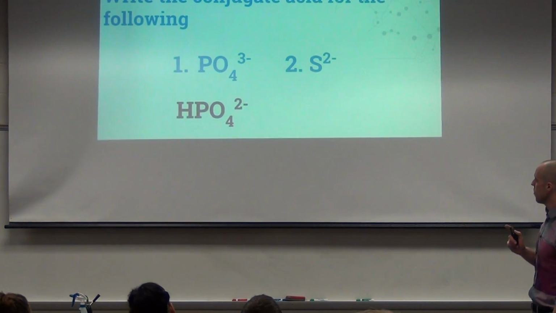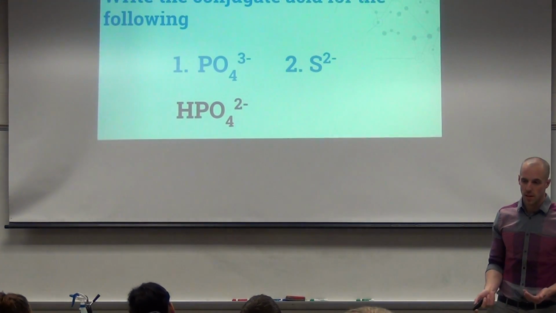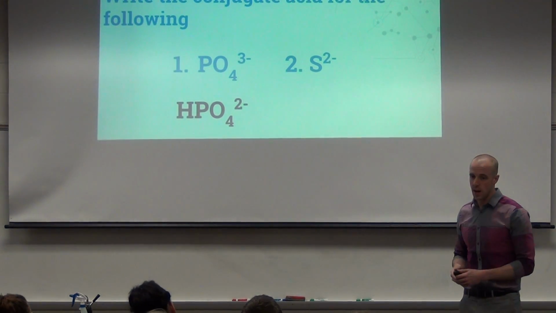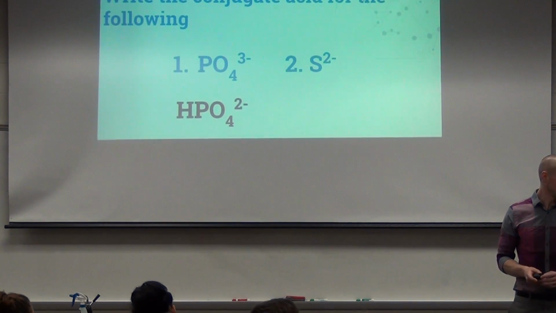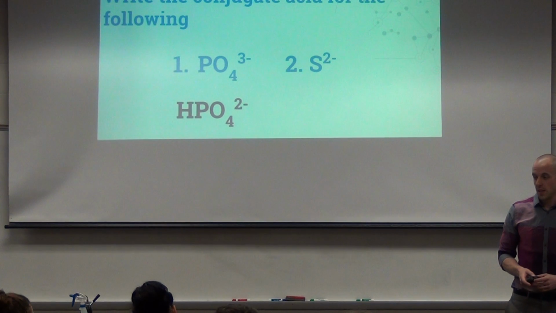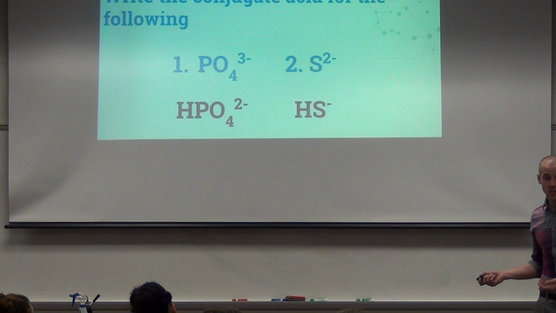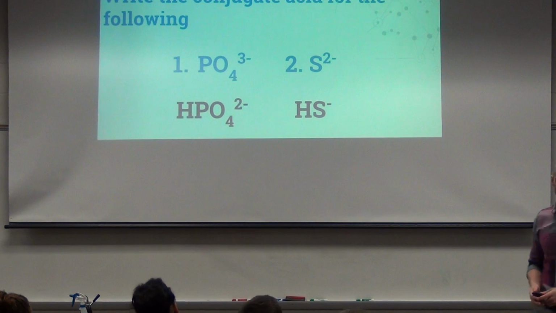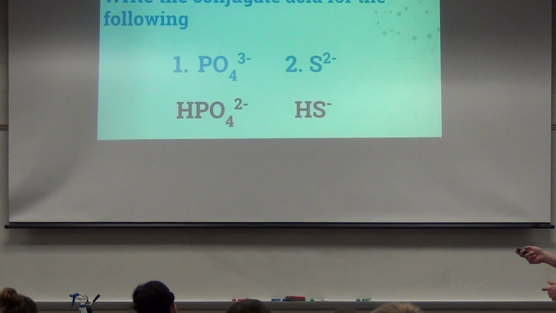Okay, so what about S2 minus? What if I'm going to write the conjugate acid for that? Remember, I'm saying these are bases right now, and what do bases do? They accept hydrogen. So what's the conjugate acid for this S2 minus base? It's just HS minus. You're just adding one hydrogen. If it was H2S, you would have added 2 hydrogens, but it's just HS minus. Because all we're doing is adding a hydrogen here, okay? So when we're working with a base, remember we're adding hydrogens.